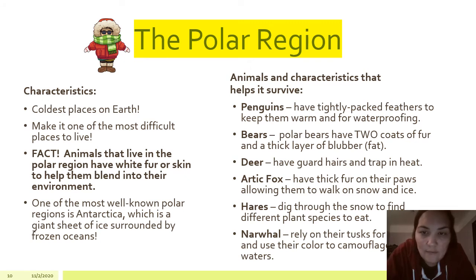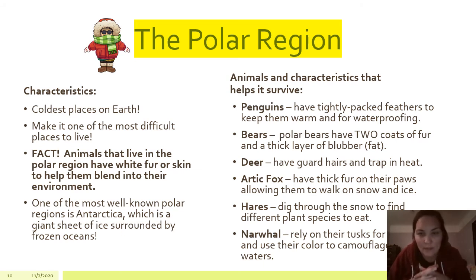Penguins have tightly packed feathers to keep them warm and for waterproofing. Bears, like polar bears, have two coats of fur and a thick layer of blubber, which is also fat. Deer have guard hairs that trap in heat. Arctic foxes have thick fur on their paws, allowing them to walk on the snow and ice. So it's like having little sweaters on their feet. They don't get frozen. Okay?